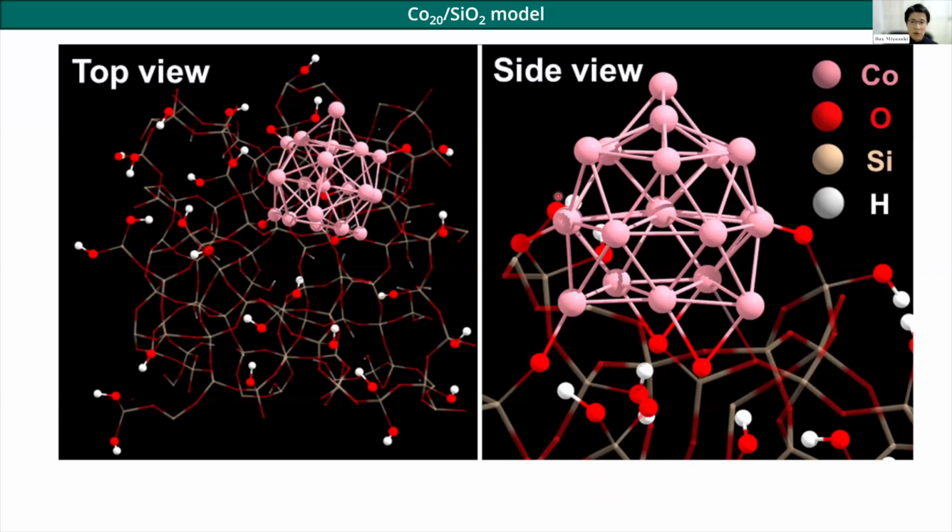And this is the most stable one obtained. This is the top view, and this is the side view. Here, the cobalt nanoparticle, the cobalt cluster model, is in contact with the silica through 5 OH groups without hydrogen.